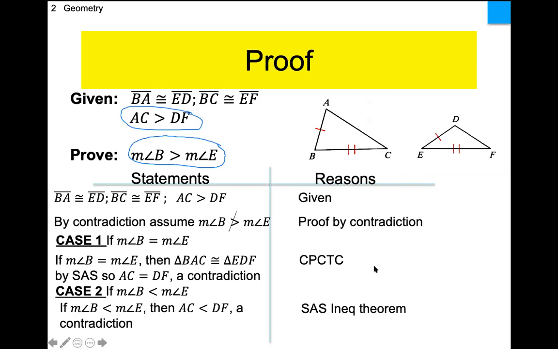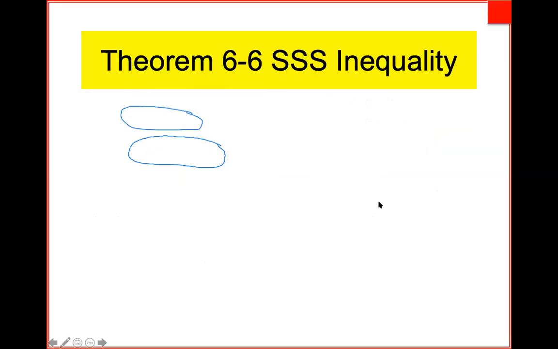Therefore, that can't happen. So the only thing that's left: if it's not equal to, if it's not less than, the only other case is it's got to be greater than. So there's a proof by contradiction. Well, that was pretty cool. QED. Let me clear up all that mess.